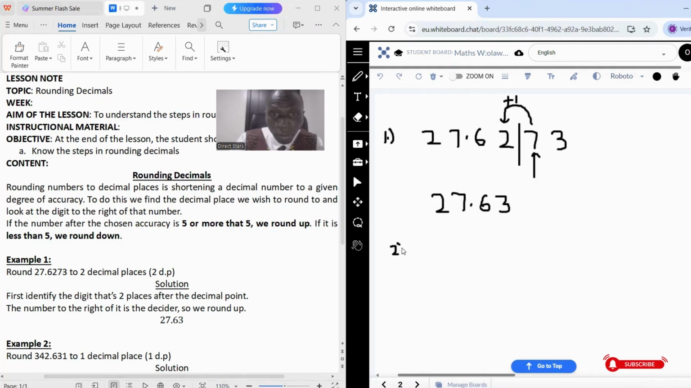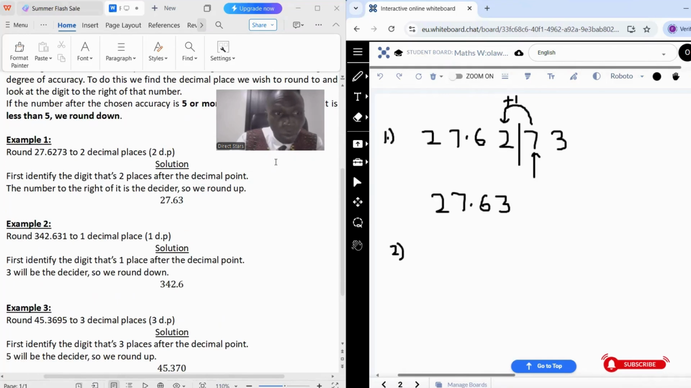Look at example 2. We're asked to round 342.631 to 1 decimal place. So just the same thing that we looked at in example 1, we have to first identify the digit that is 1 place after the decimal point, and that is 6. So just put a bar just after 6.